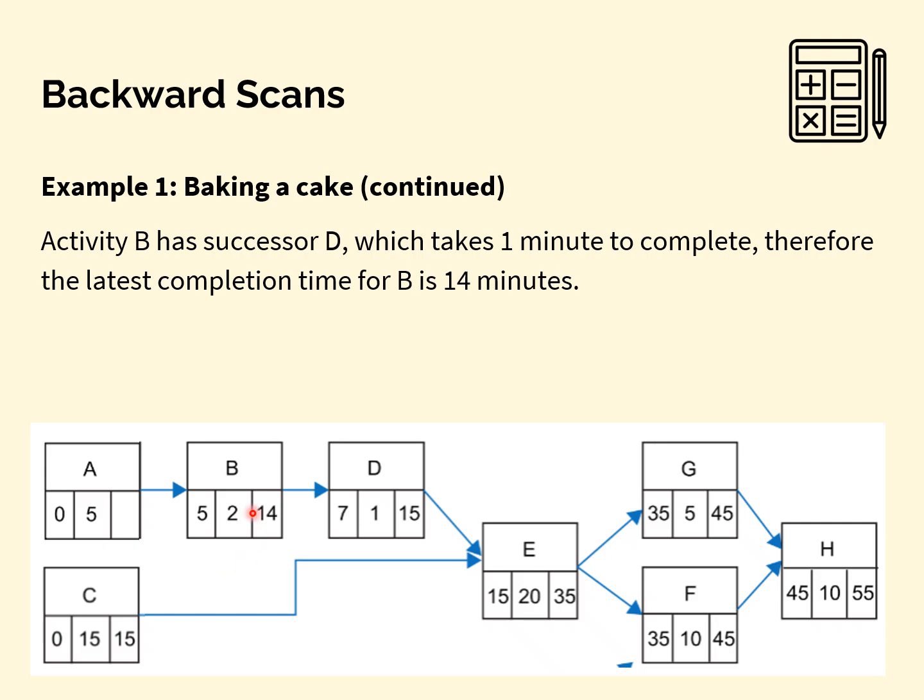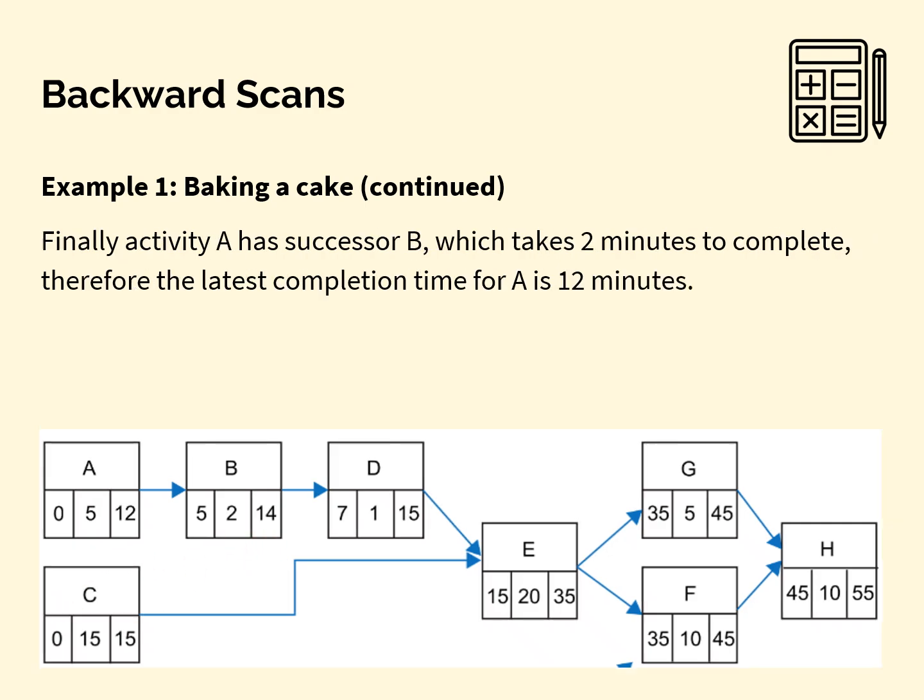So you can see that there's 7 minutes float time in activity B. And then finish on activity A, looking at B, 14 take away 2 is 12, so the latest end time for A is 12 minutes. That's a backward scan.